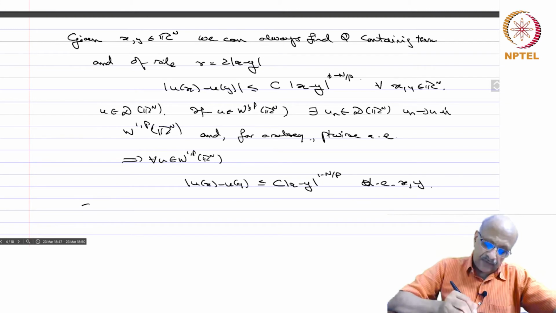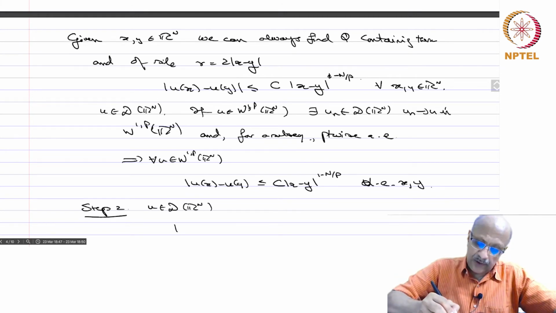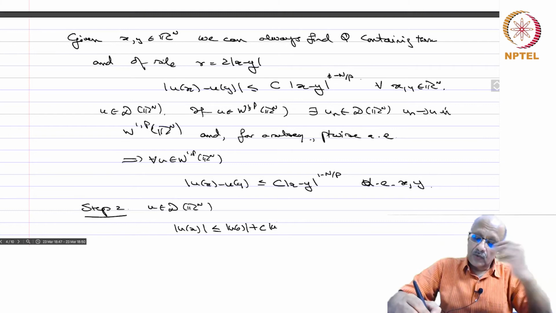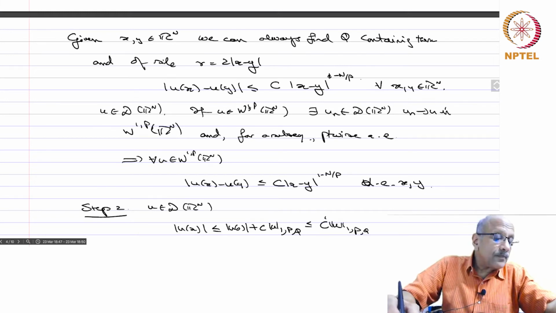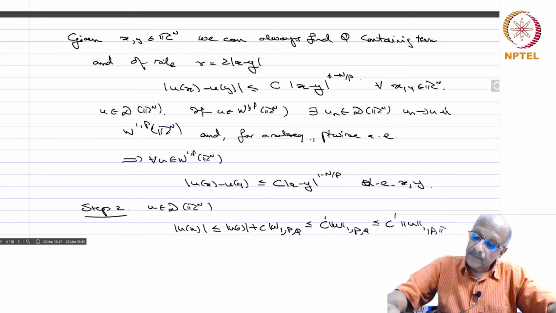And also you have step 2. If u is in D(Rn), you have |u(x)| is less than or equal to |u(0)| plus C times the norm of u in W^{1,p}, which is less than or equal to C dash times the norm of u in W^{1,p}(Rn).